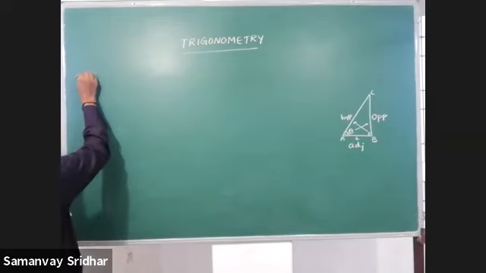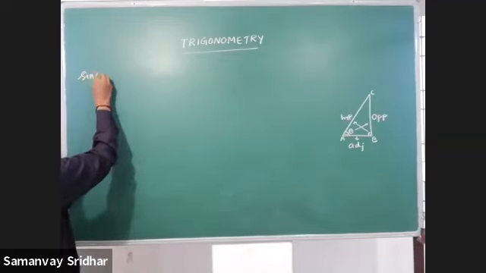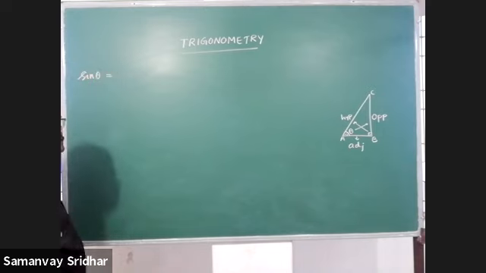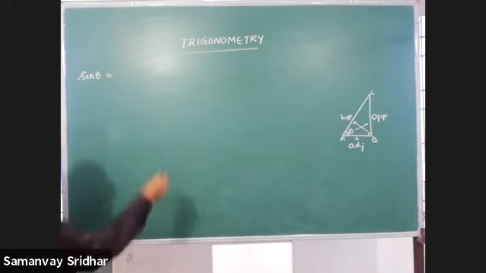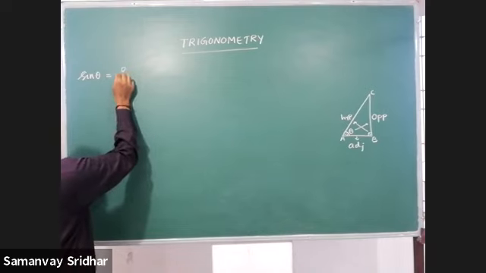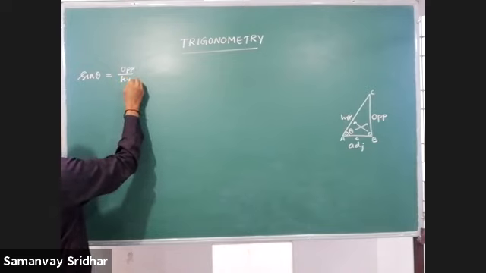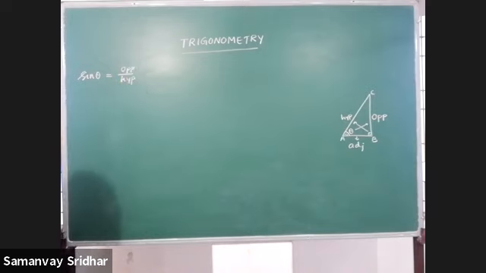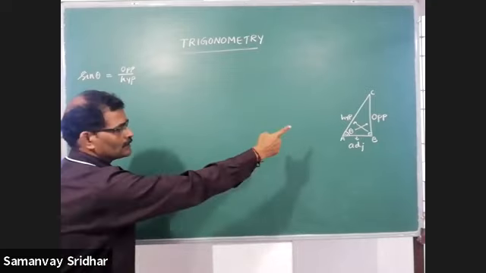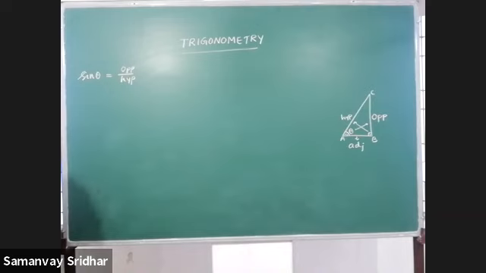First one, sin theta. I told you that. Sin, O, right? Therefore, that is nothing but O by H. That means opposite side of theta by hypotenuse. With respect to this figure, opposite side is BC and the hypotenuse is AC. Therefore, that is what? BC by AC.